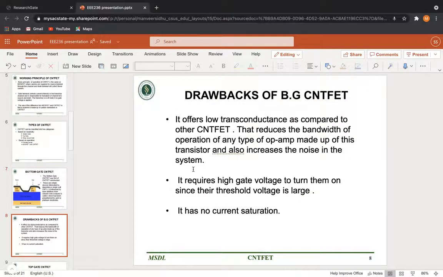What are the drawbacks of this bottom gate CNTFET? First of all, it can be observed that it offers low transconductance as compared to other CNTFETs, which reduces the bandwidth of the operation for any type of operational amplifier made up of this transistor, and also increases the noise in the system. It can be observed that it requires high gate voltage to turn on this type of bottom gate CNTFET, since their threshold voltage is large and it has no current saturation.